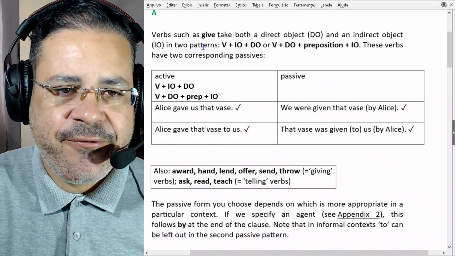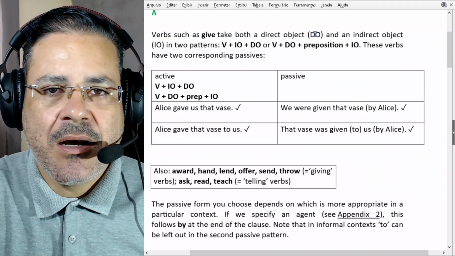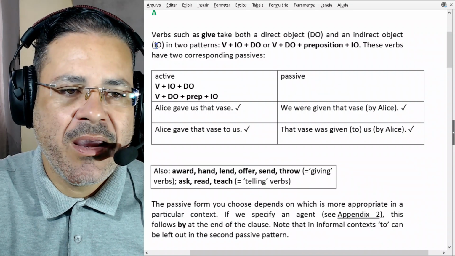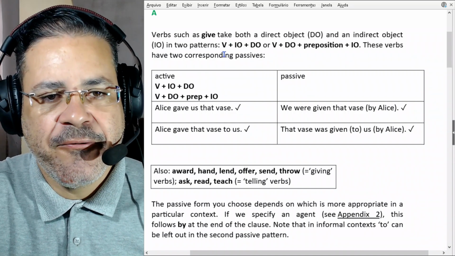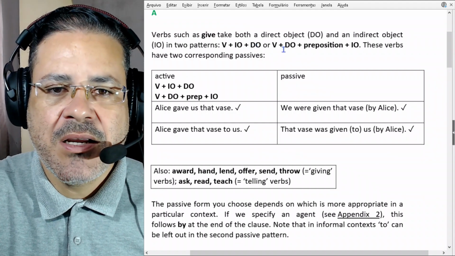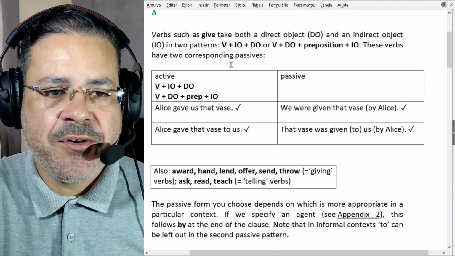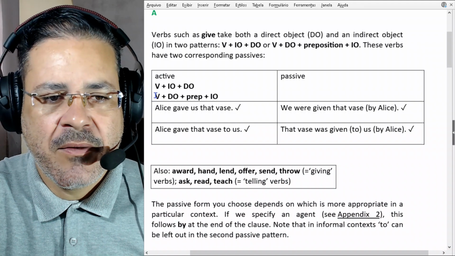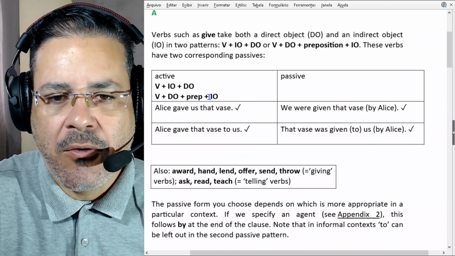Verbs such as give take both a direct object, we call it DO, and an indirect object, IO, in two patterns. For example, we're going to call it V plus IO plus DO, or V plus DO plus preposition plus IO. These verbs have two corresponding passives.